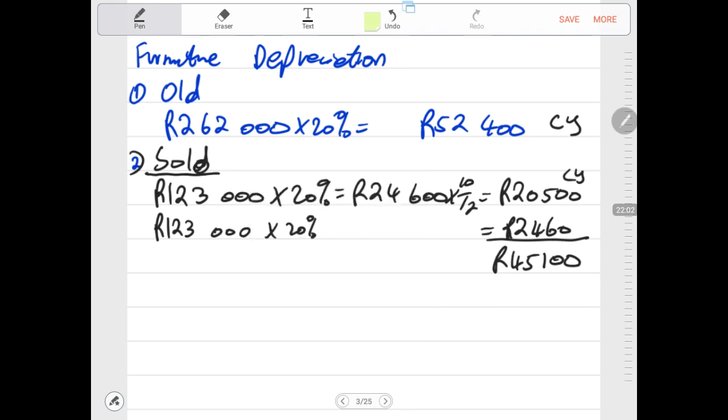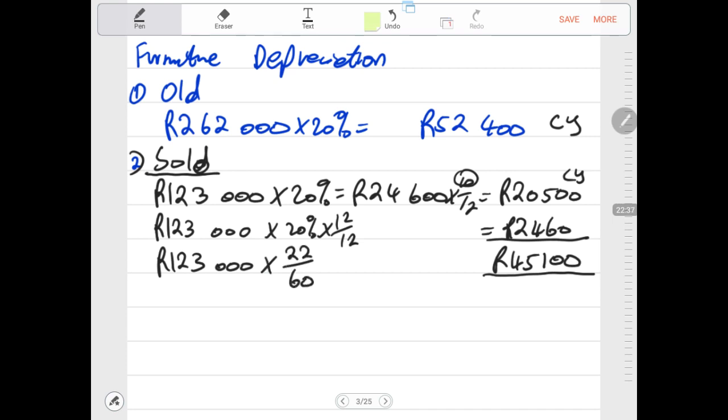If you wanted to calculate this in another way, you could have said this furniture was in the business for 22 months. I said 24, but it is 22, because here it is 10 months and here it is times by 12 over 12. It will give the same amount, which is the full year, 12 months, plus 10. This becomes 22 months. So you could have said again 123,000 times by 22 over 60.